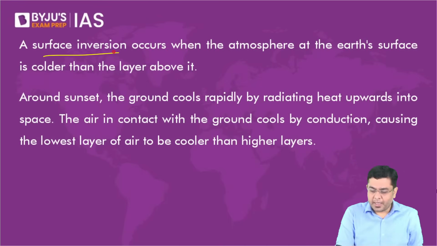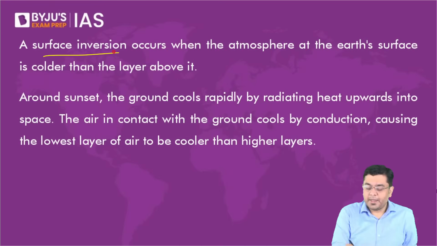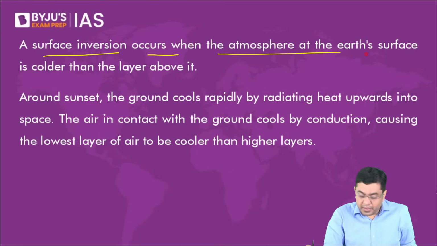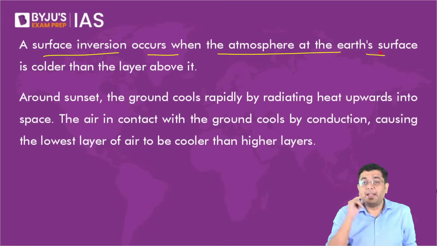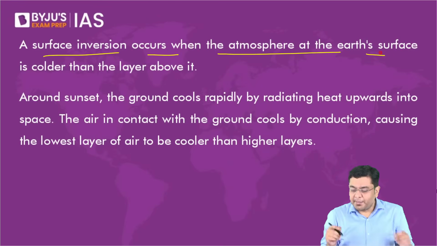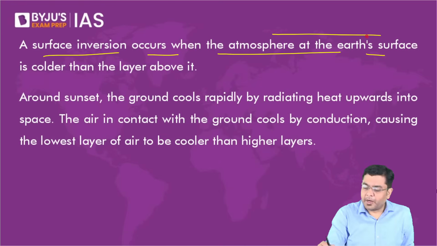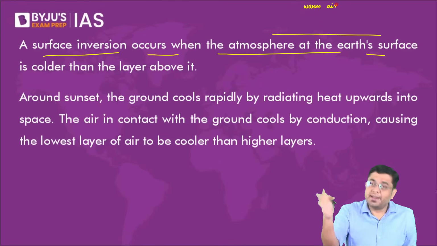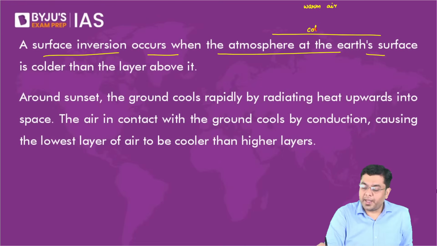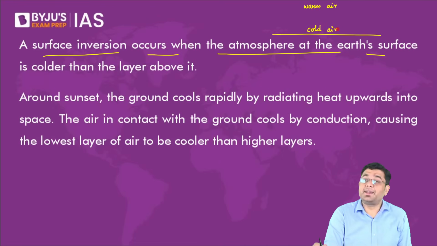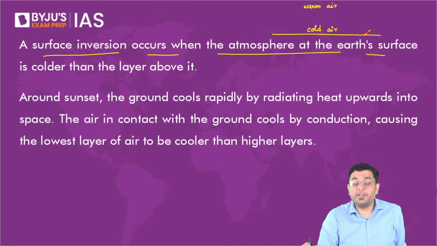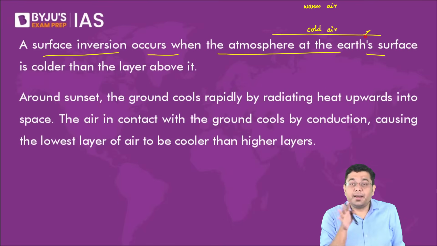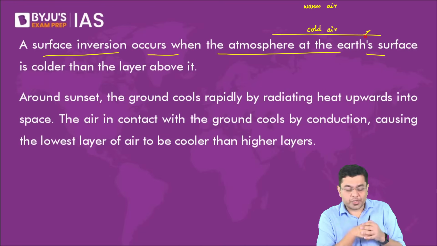A surface inversion occurs, read it carefully. A surface inversion occurs when the atmosphere at the Earth's surface is colder than the layer above it. What is the meaning of this? This means if this is the ground surface, here somehow you will have warm air, and there is a condition due to which here you have a cold air. And this is created due to the mechanism of the surface. Hence the name surface inversion. And again, it is a type of temperature inversion.